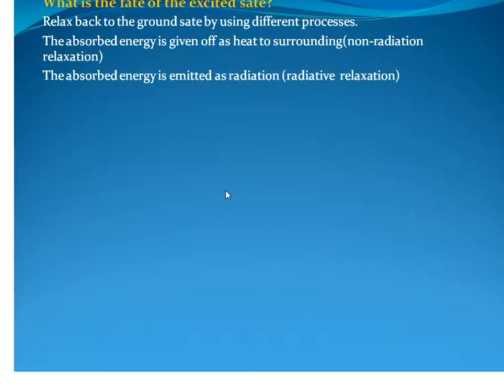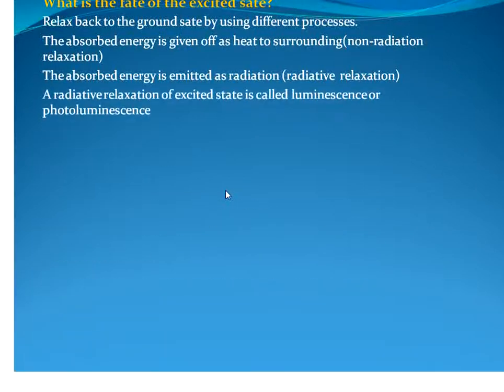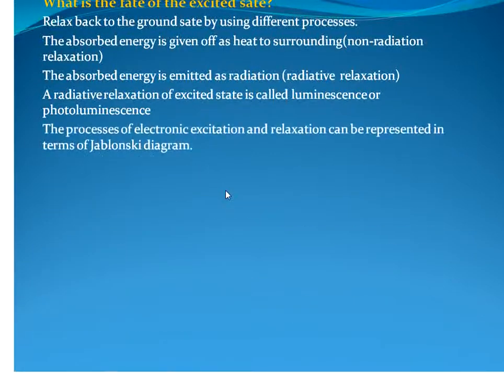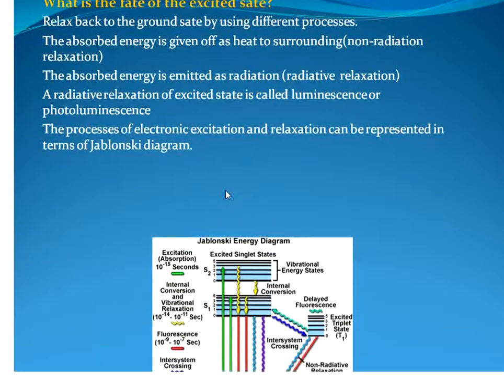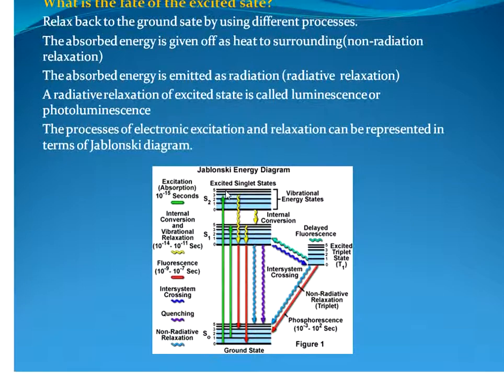And also the absorbed energy is emitted. If the absorbed energy is emitted as radiation, we can call it radiative relaxation. And a radiative relaxation of an excited state is called luminescence or photoluminescence. This process of electronic excitation and relaxation can be represented in terms of a Jablonski diagram.